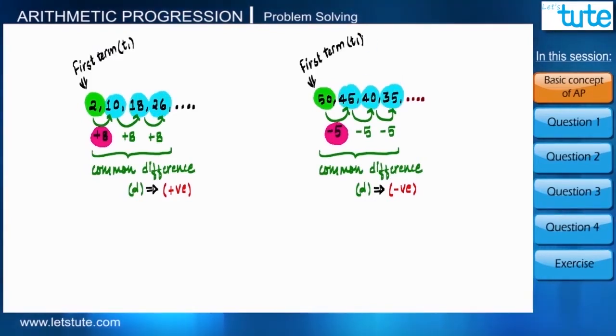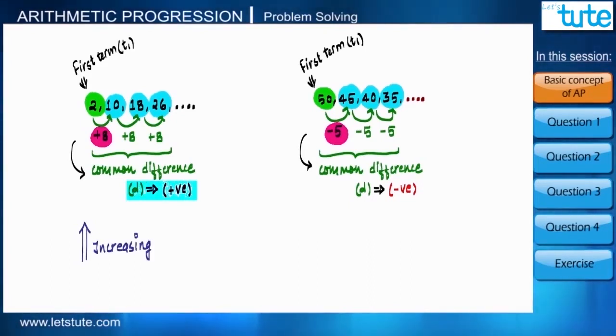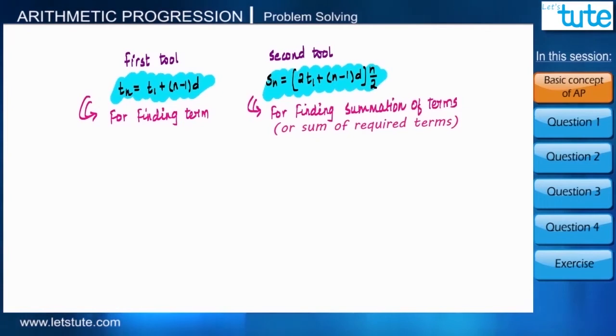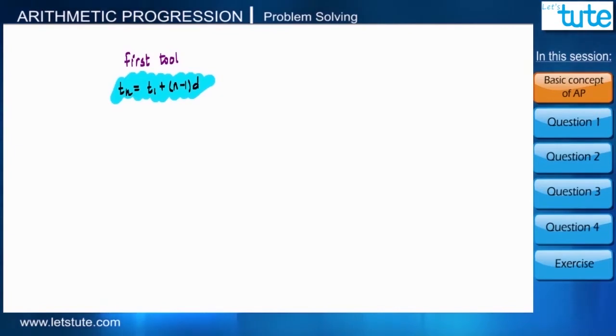So we can say that the first term and the common difference are the main pillars of any arithmetic progression. And here we must note that if the sequence is increasing, the common difference is positive, and if the sequence is decreasing, the common difference is negative. Previously we have also learned two basic tools. One is for obtaining any term of the sequence, and the other is for calculating the summation of all the terms of the sequence. In this session we will focus on the first formula only.